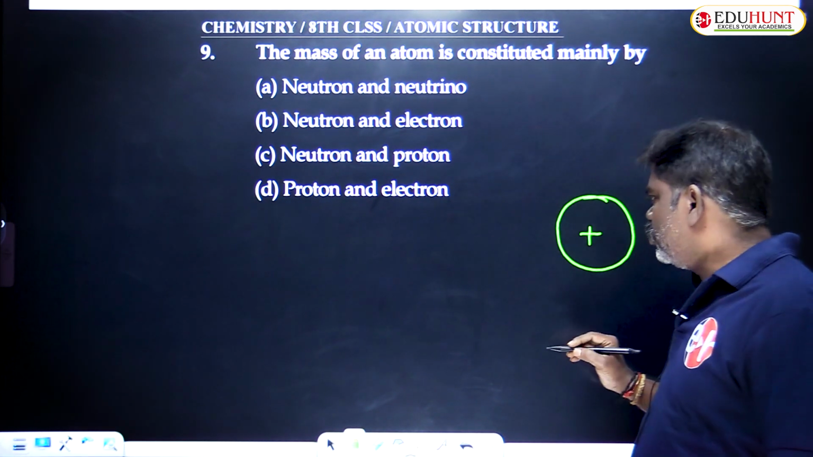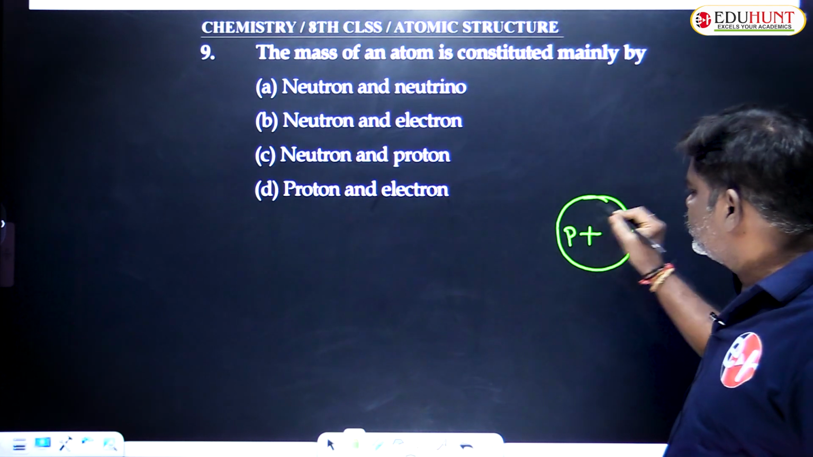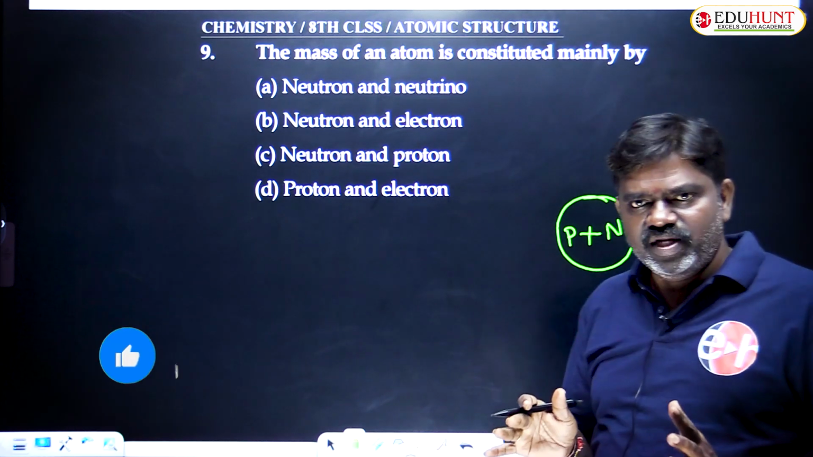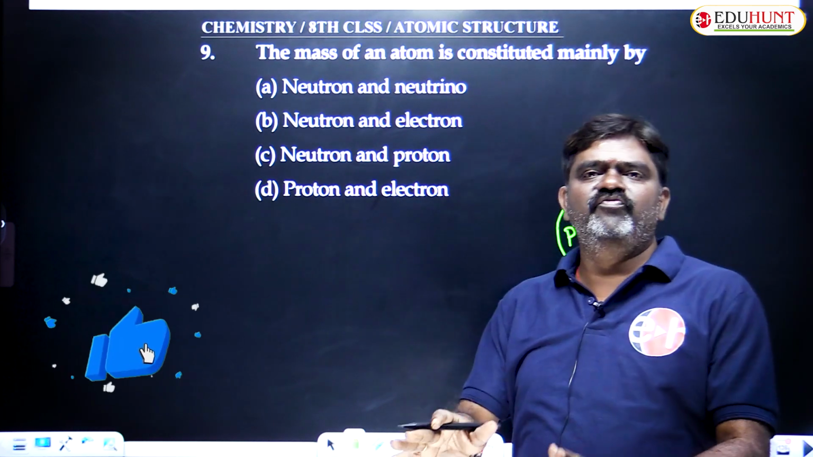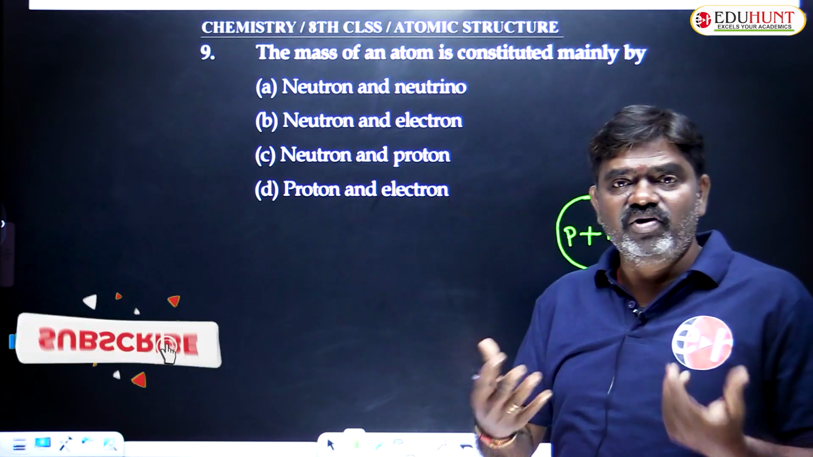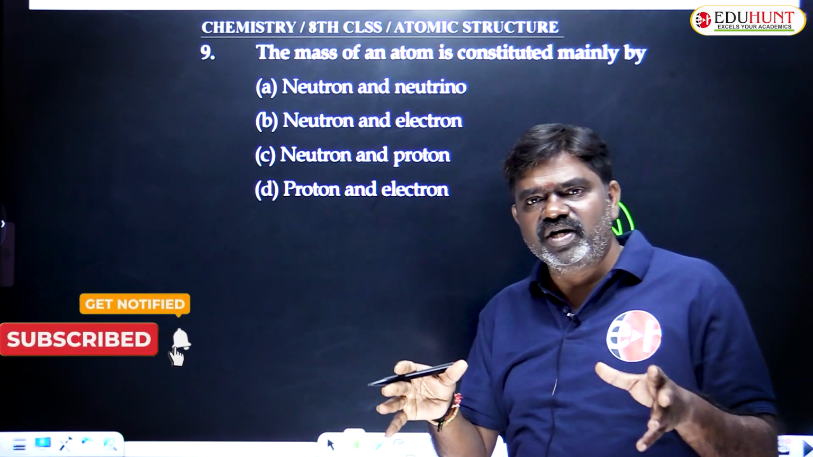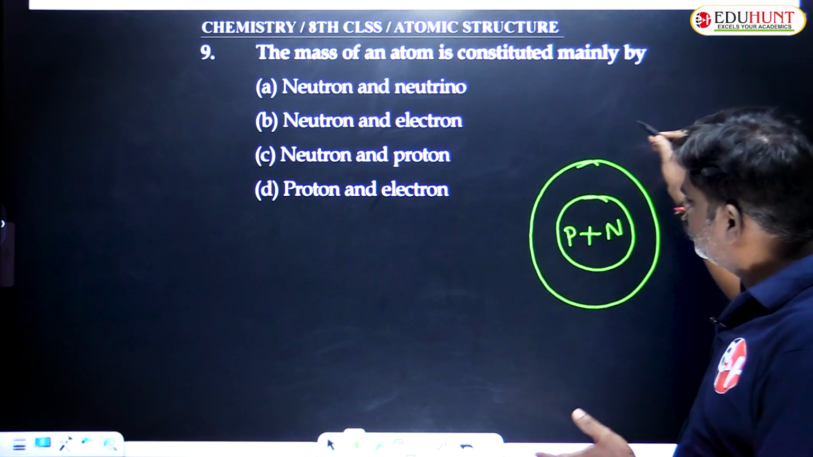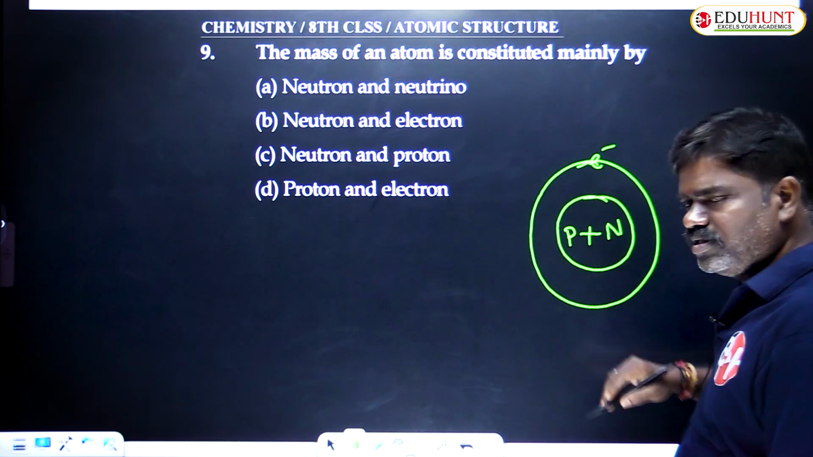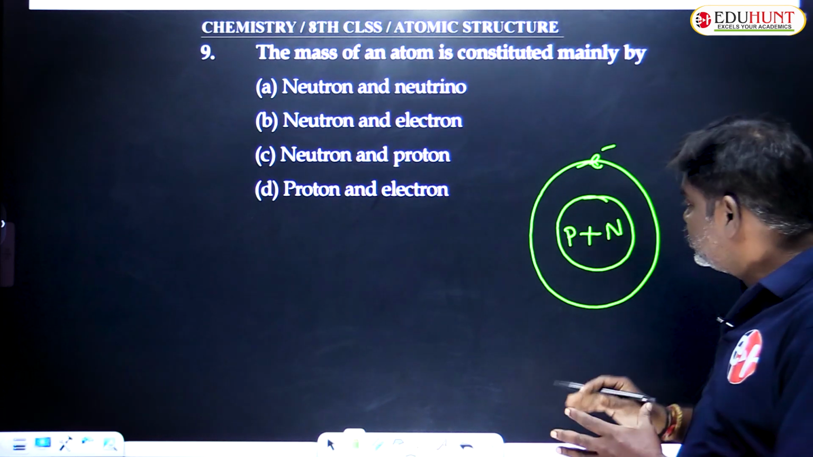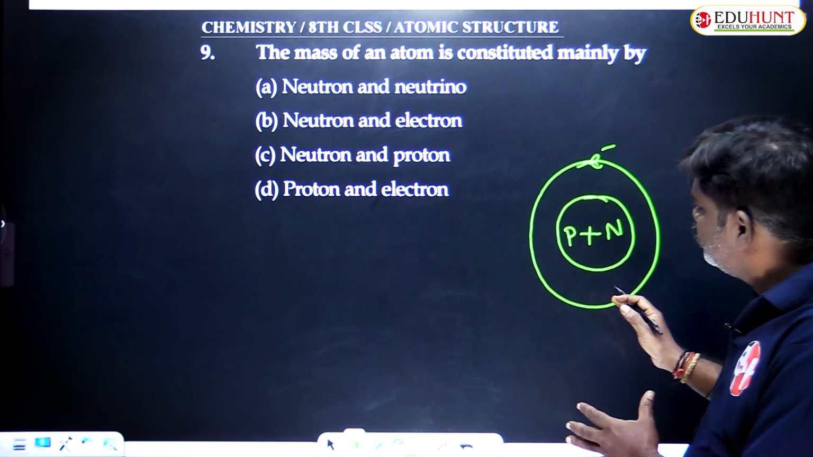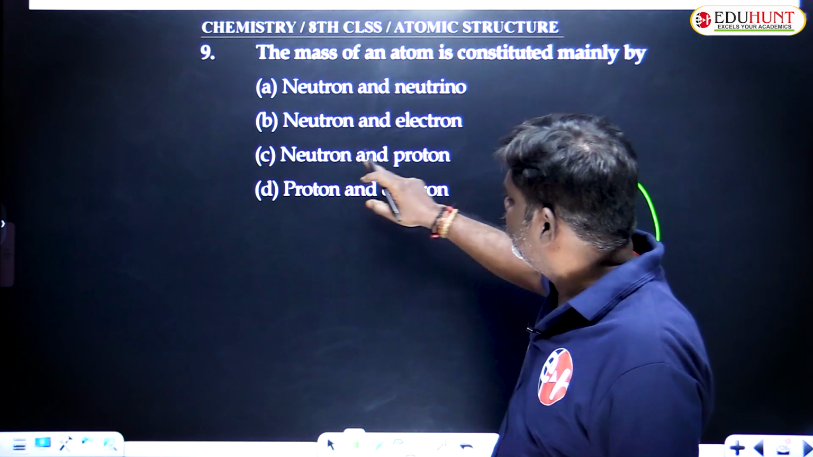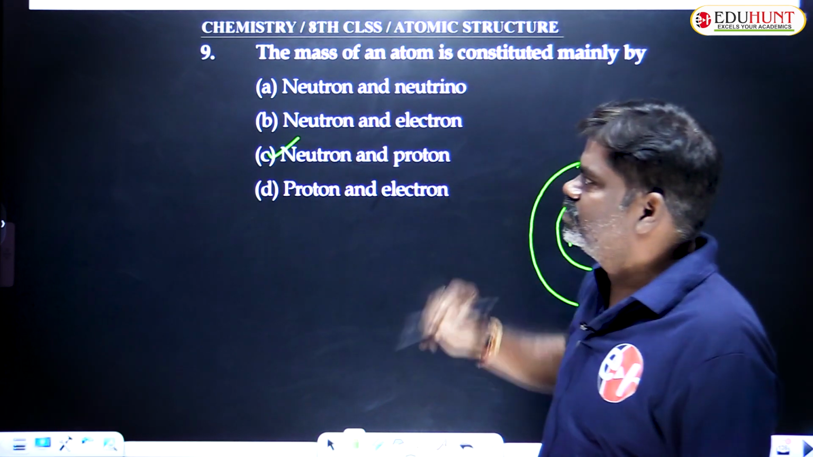The total mass is protons plus neutrons, because the total mass is always concentrated in the center of the atom. The center of the atom contains the fundamental particles protons and neutrons. Around these, the electrons are present in different circular paths. But the total mass depends on the center of the atom, which contains protons plus neutrons. This is the answer.